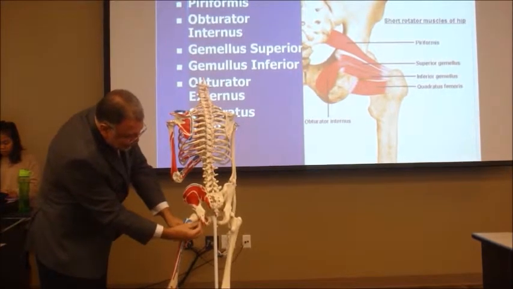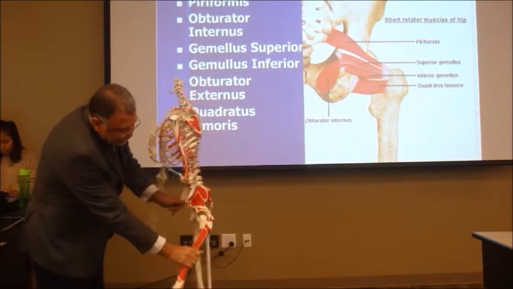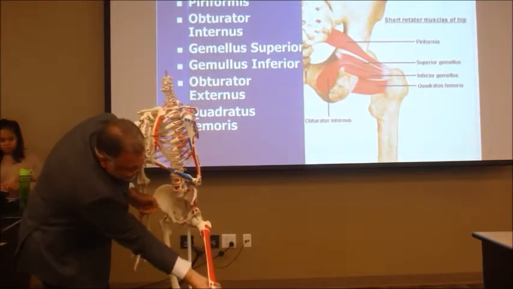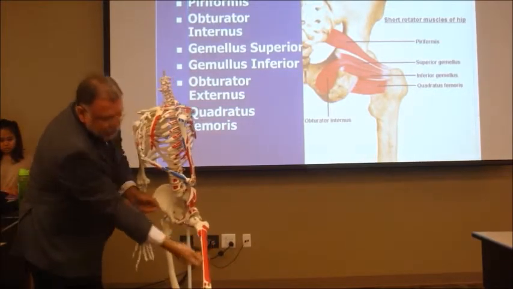And any time they contract, they do this motion of external rotation. So you see it from the front, what happens is that the knee goes out, or the leg is externally rotated.